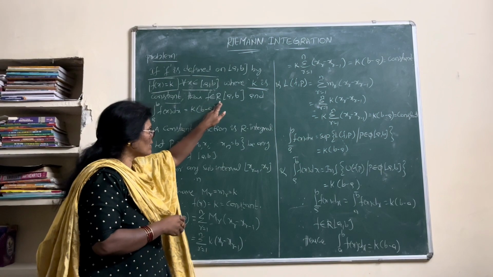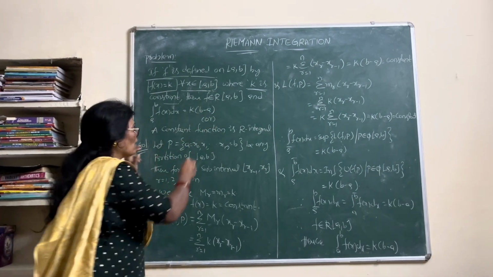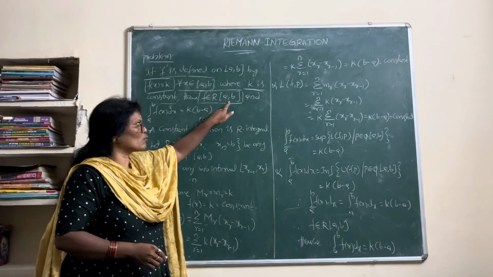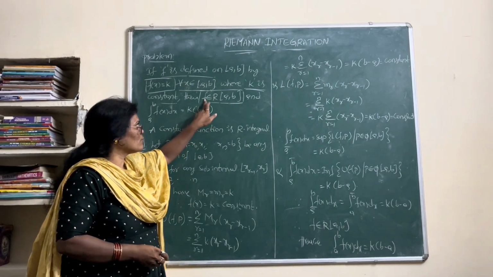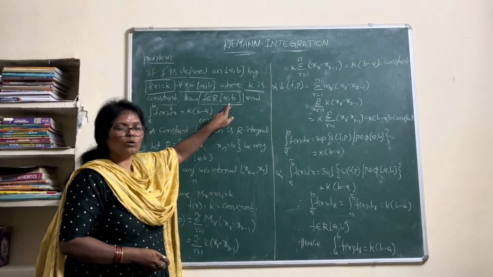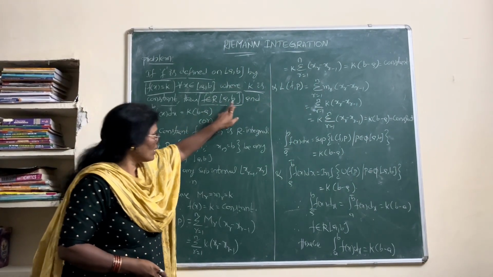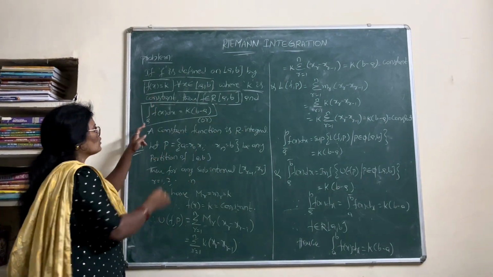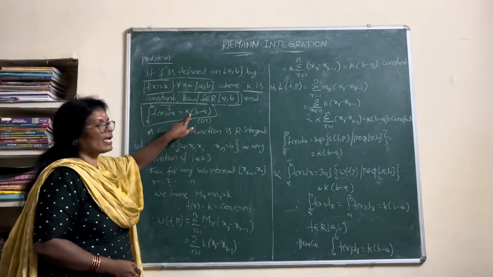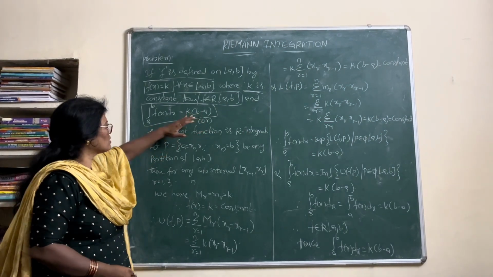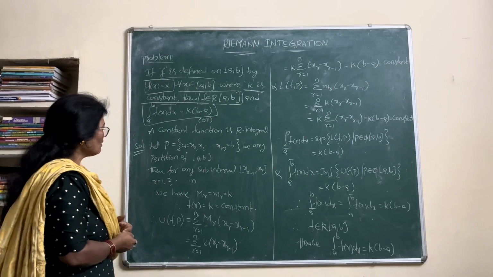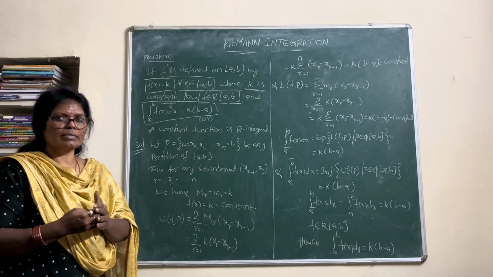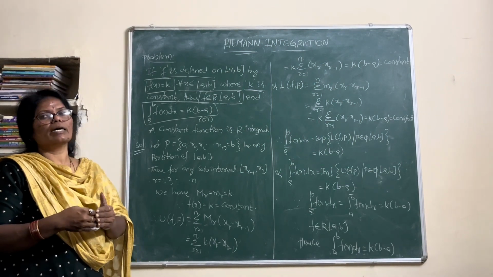Now f is given as Riemann integrable. F belongs to R of the closed interval a comma b, which means f is Riemann integrable on the closed interval a comma b. And what we need to prove here? The integral from a to b of f of x dx is equal to k into b minus a. This is what we need to prove. First of all, we'll find the lower Riemann sum and upper Riemann sum. By using those, we'll find the Riemann integral.